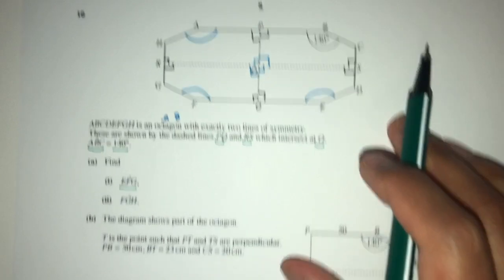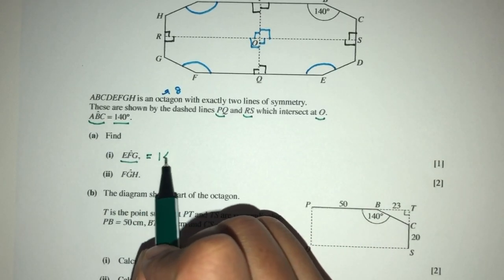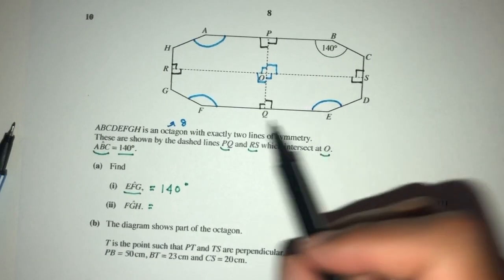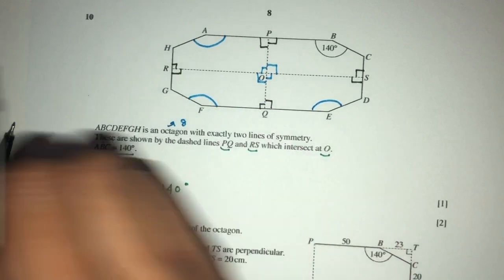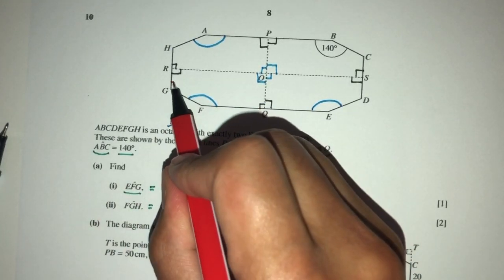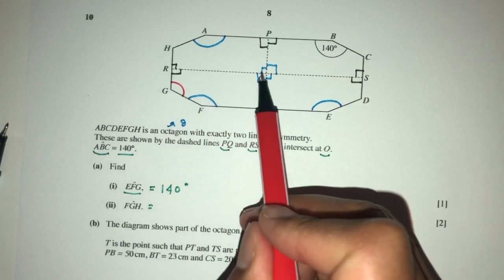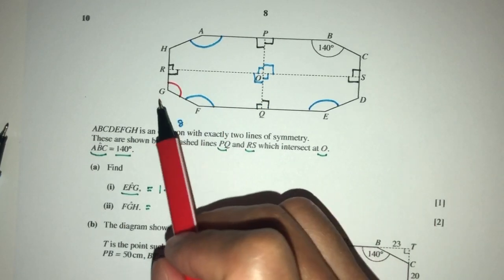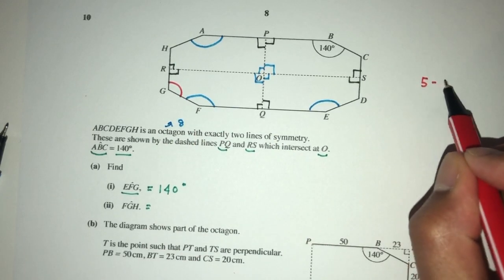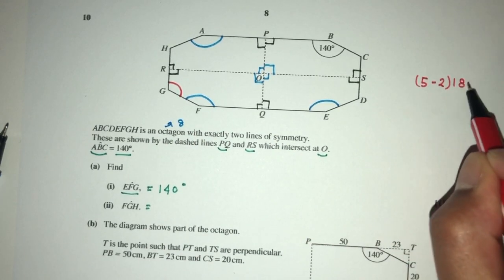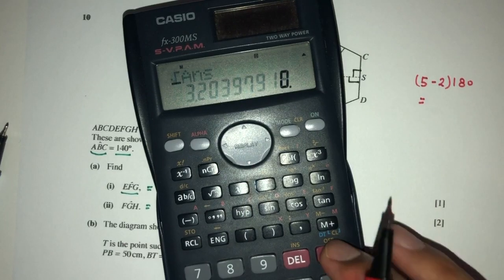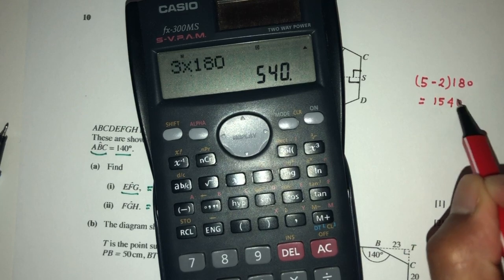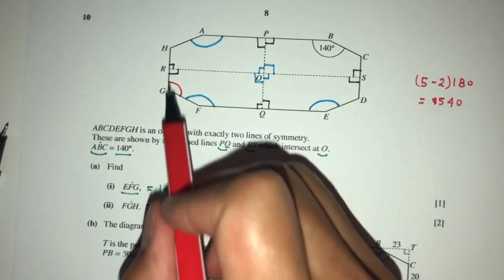EFG will also be 140 by using the symmetry of the diagram. Now we have to find FGH. So we have to find this one. Pretty easy. If you look at the shape ROQFG, we have 1, 2, 3, 4, 5 sides. So (5 sides minus 2) times 180 will give you the sum of the angles in this shape. That is 3 times 180, which gives 540, the sum of all the angles inside this shape.